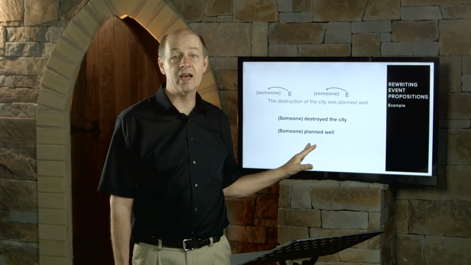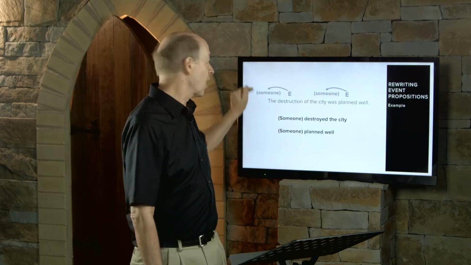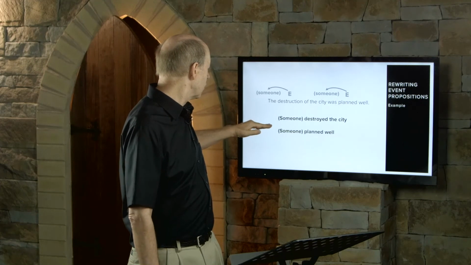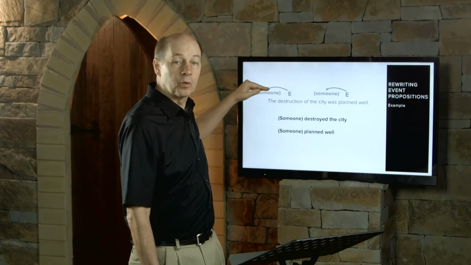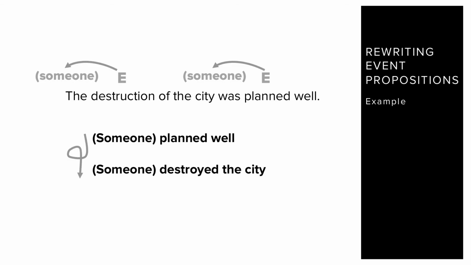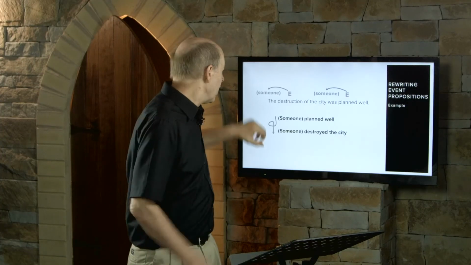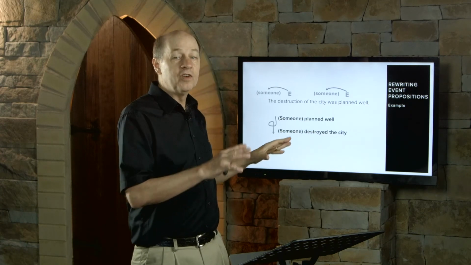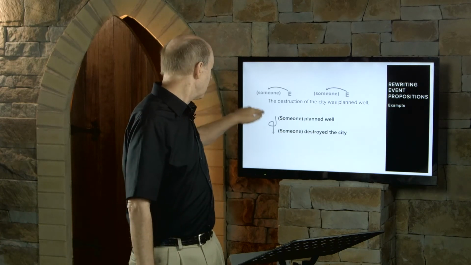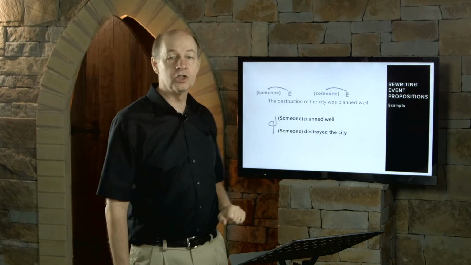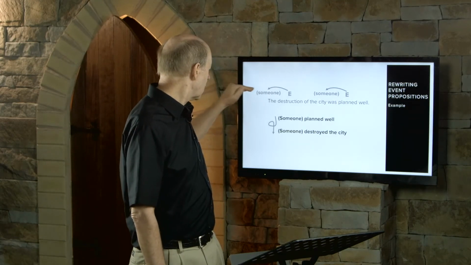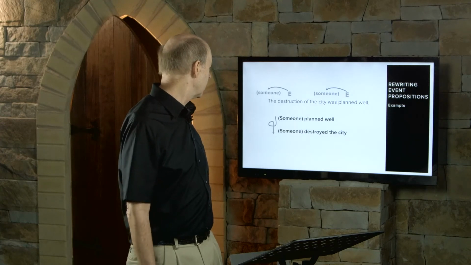But there is one other aspect of skewing here, and that is the chronological order. Clearly, the planning took place before the destroying. So we will reverse the order of these propositions. So as we look at this sentence, the destruction of the city was planned well, there is some skewing there. We're doing the downward arrow on our standard transfer model, where we are unpacking the meaning and we are removing the skewing. And this is what it looks like once we have unpacked the meaning and removed all the skewing. We have two propositions: someone planned well, someone destroyed the city.